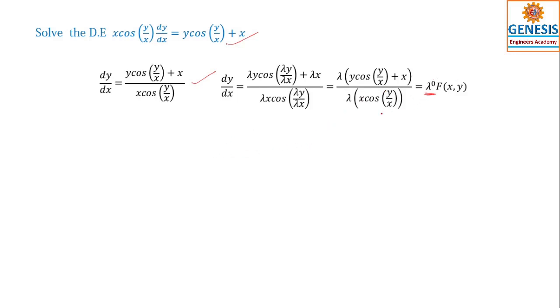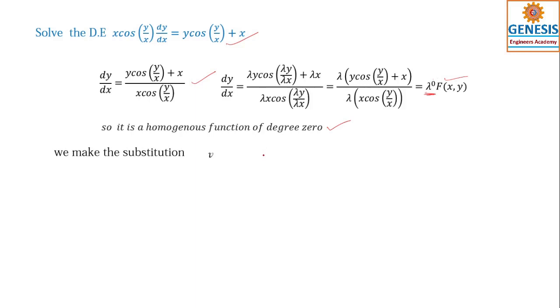Okay, since I am able to rewrite it in this form, I can apply v is equal to y by x. So it is a homogeneous function of degree 0. So for that only we have to substitute. So we make the substitution v is equal to y by x.